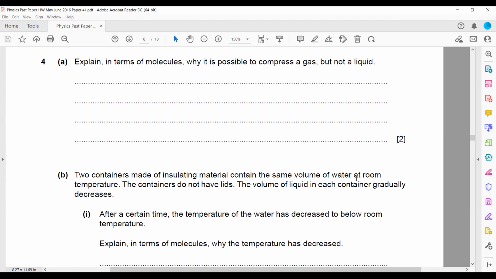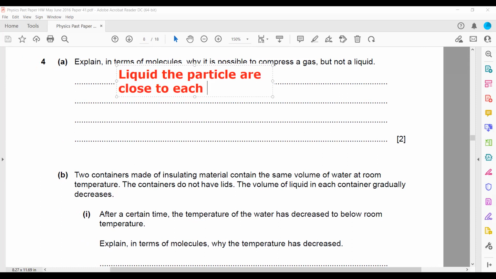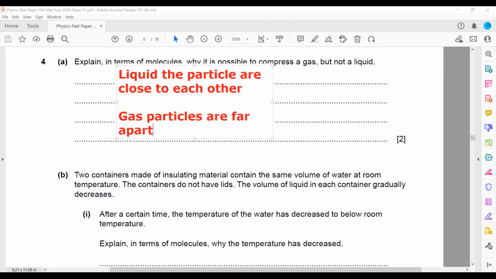It's possible to compress a gas but not a liquid, because in a liquid the particles are very close to each other, whereas in gases the particles are far apart from each other, or far away from each other.